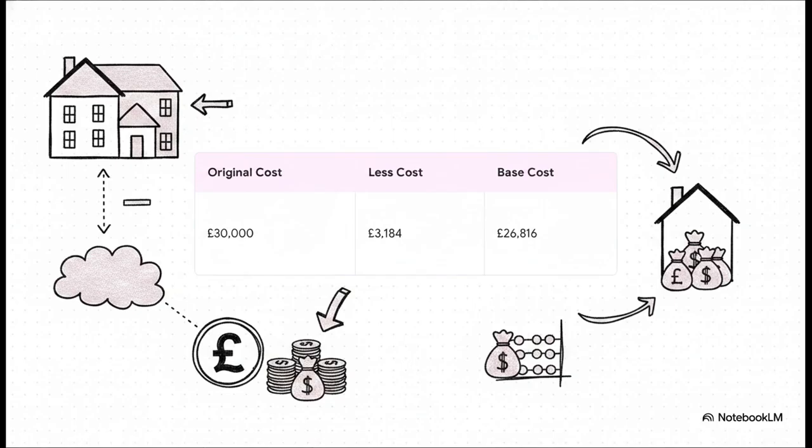It's actually pretty straightforward. We simply subtract the allowable cost we just used, that £3,184, straight from the original £30,000. This gives us our new lower base cost of £26,816. And that's the number we'll use for whenever we eventually sell the rest of the estate.